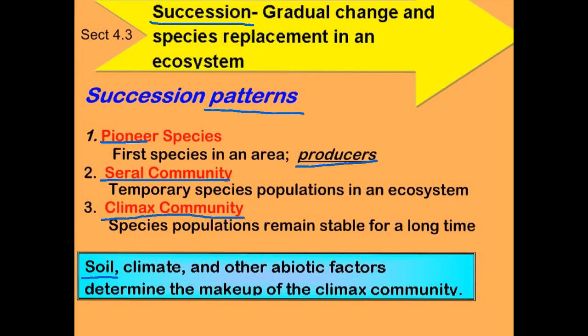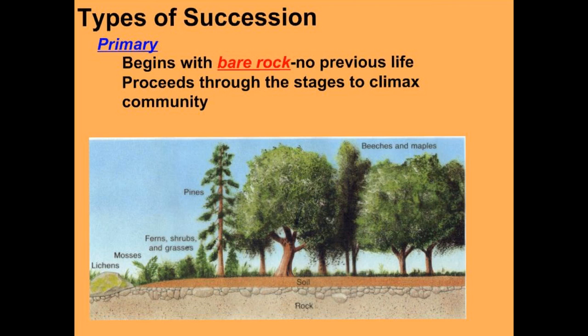Things such as soil, climate, and other abiotic factors determine what kind of climax community we would have. Another word for a climax community might be a biome. So a particular biome ecosystem is the standard for that particular area. There are 2 kinds of succession. The first one we're going to talk about is primary succession.